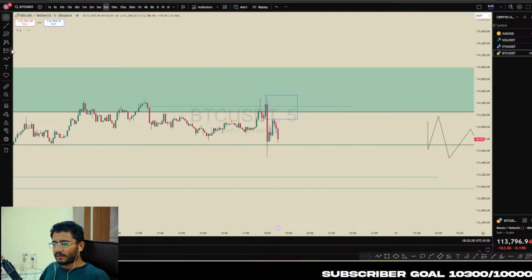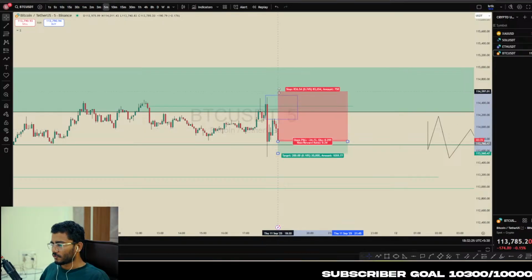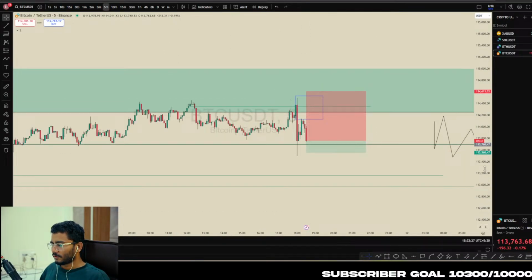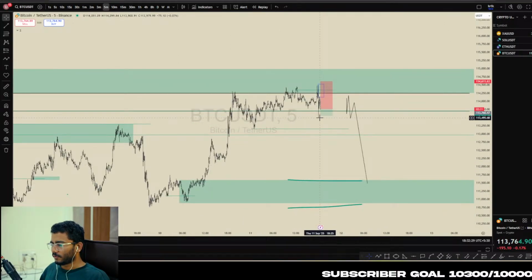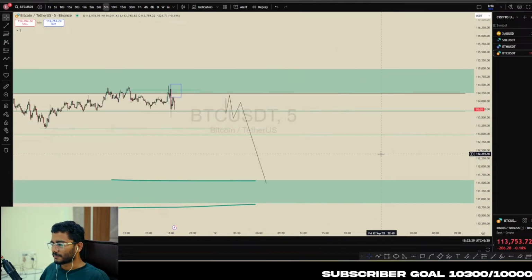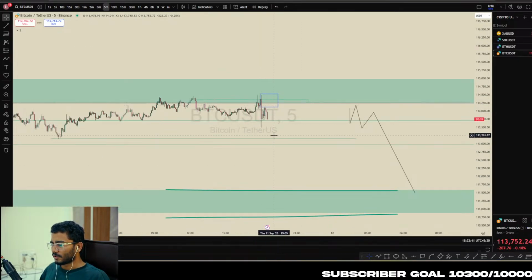We could have entered here also, but right now the entry, the risk to reward will not make sense. It will not even be 1 is to 3. It's 1 is to 2. From this high, you could have called 1 is to 4, 5 at least. Till this imbalance, it was 1 is to 3. But I think it should continue to the downside from here.